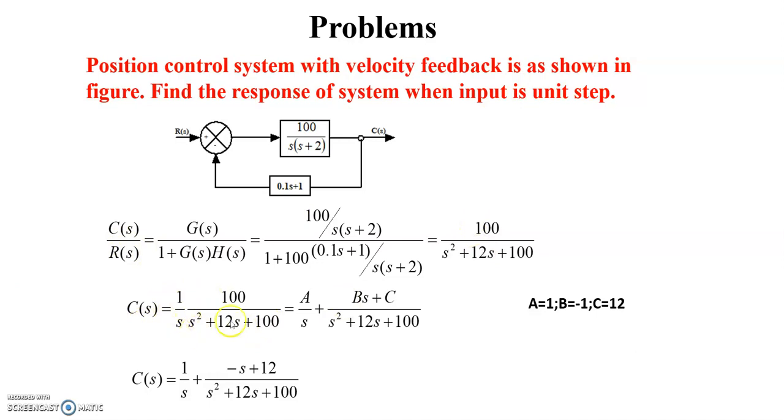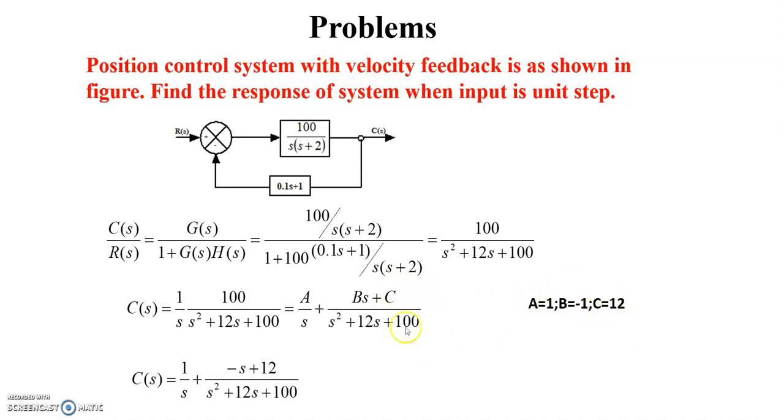So that is 1 by s into 100 by s square plus 12s plus 100. You take the partial fraction: A by s plus (Bs plus C) divided by s square plus 12s plus 100. So find the A, B, C values. As in the previous problem, you know the procedure for A, B, C, so similarly you can find the values. A is 1, B is minus 1 and C is 12.